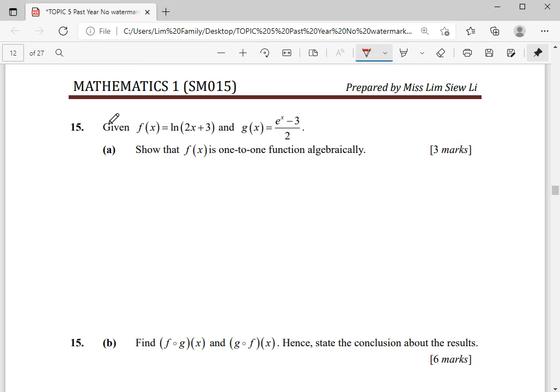So for question 15, they're giving you a question of log and a question of exponential. For the first part, show that f(x) is one-to-one algebraically. They already determined this for you. You can only use the algebraic method. You cannot use the graphical method. So what do we mean by the algebraic method?